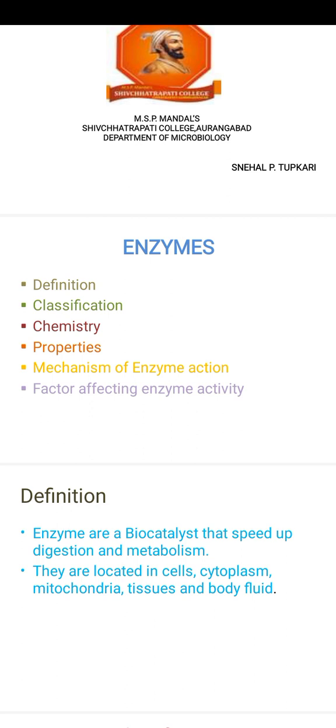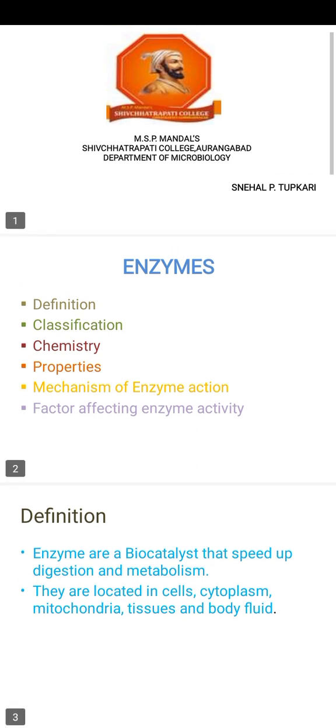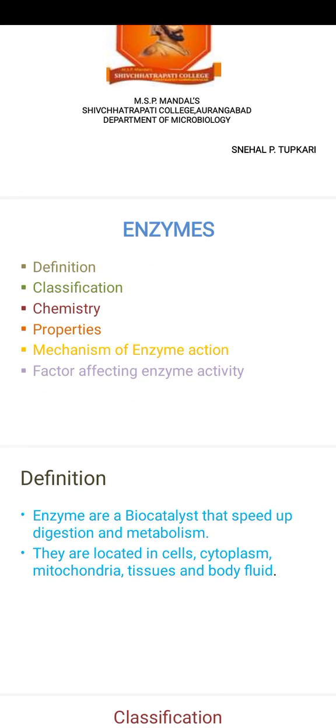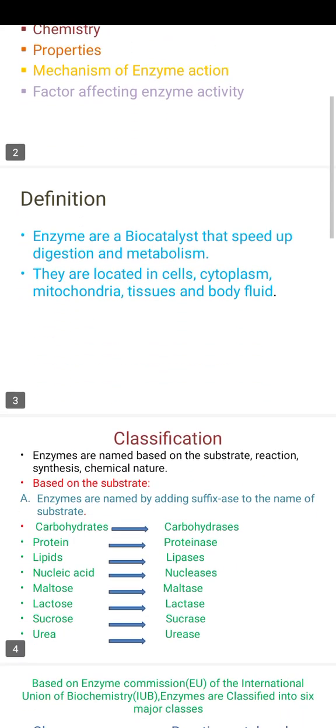That is the enzyme. An enzyme may be defined as a biocatalyst synthesized by a living cell. They are protein in nature, colloidal and thermolabile in character, and specific in their own action. Enzymes are biocatalysts that speed up digestion and metabolism. Where is the enzyme located? Enzymes are located in the cells, cytoplasm, mitochondria, tissue, and the body fluid.